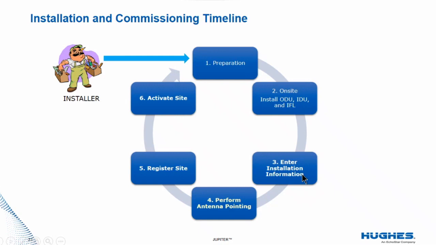Step 3, enter the installation parameters via the terminal web GUI. Different terminal types may require different parameters. Step 4, antenna pointing. Put terminal in the pointing mode and perform antenna pointing. Step 5 and 6, terminal registration and terminal activation. These 2 steps are done via terminal web GUI.